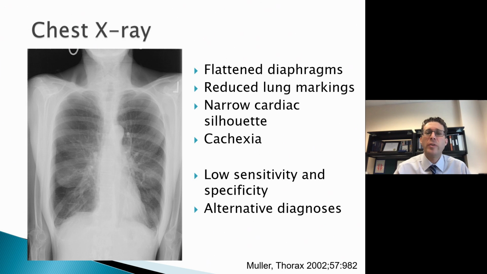Chest X-ray in severe COPD may show findings seen on this photograph with flattened diaphragms, reduced lung markings, especially in the upper lobes, very narrow cardiac silhouette, and cachexia or muscle wasting. Chest x-ray may only be helpful in the most severe cases. In general, it has a fairly low sensitivity and specificity to diagnose COPD, and may be more useful for other diagnoses of shortness of breath and cough in a smoker, such as congestive heart failure or tuberculosis.